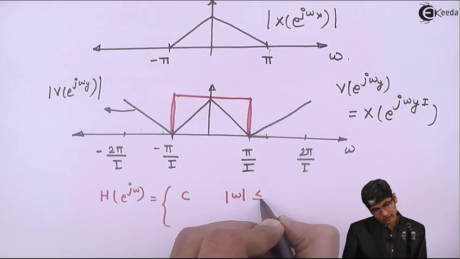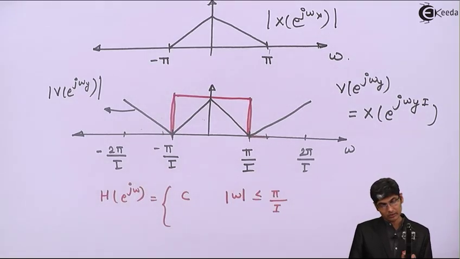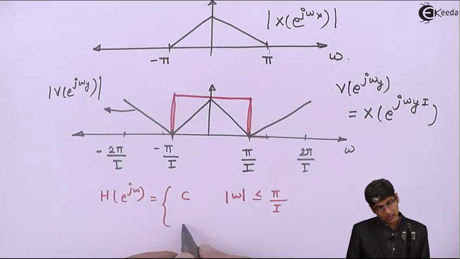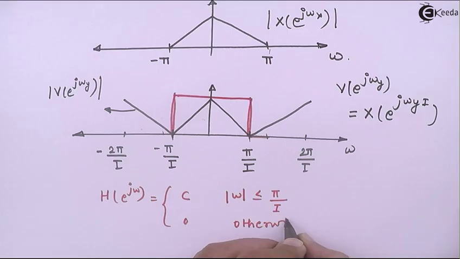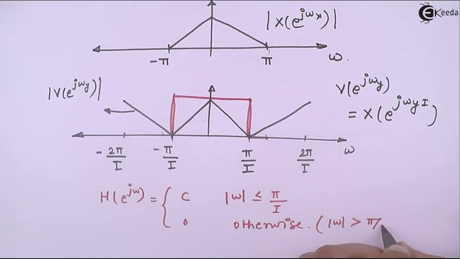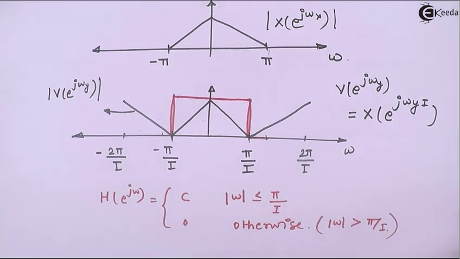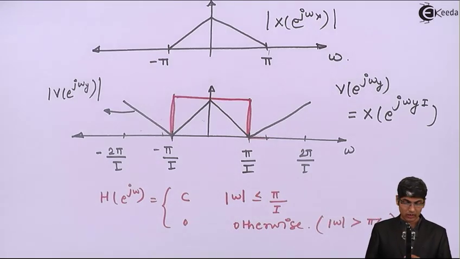For mod omega less than or equal to pi by I, or minus pi by I to plus pi by I, and is 0 otherwise. This otherwise you can also skip and write mod omega greater than pi by I, mod 2 pi, that is understood. So we want a filter to be designed which will be of this form.